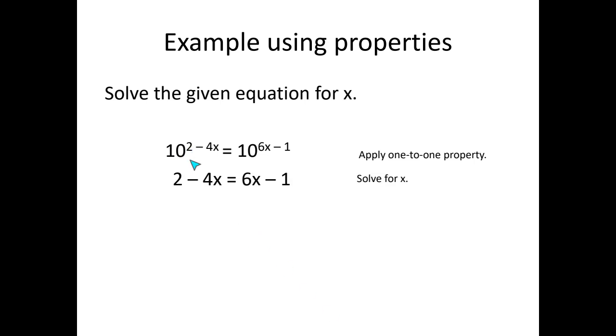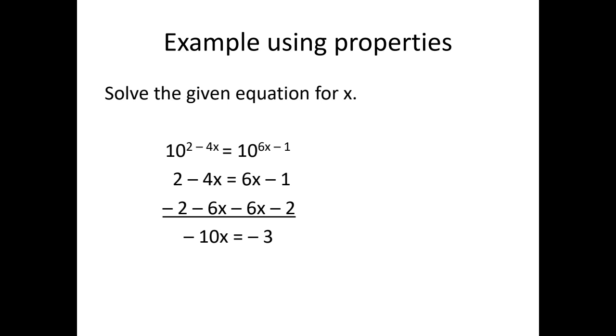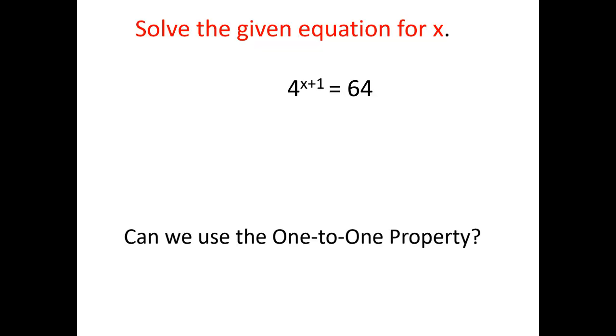So this exponent is 2 minus 4x. This one is 6x minus 1. And we're going to solve for x. So I'm going to subtract 2 on both sides. And I'm subtracting 6x on both sides. So I get negative 10x is equal to negative 3. Divide by negative 10, so we get 3/10. Okay, so the one-to-one property allows us to solve these equations a little bit quicker.